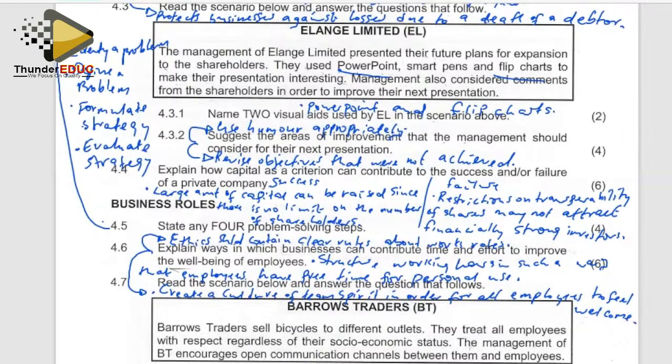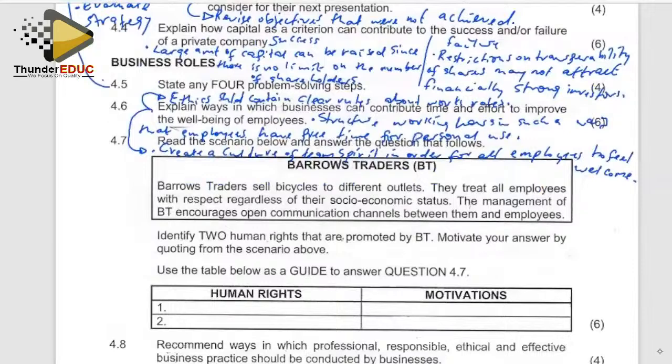Okay, right. So now let's check our 4.7 create tools. 4.7 reads as follows. Barrows traders. Barrows traders sell bicycles to different outlets. They treat all employees with respect, regardless of their socioeconomic status. So the management of BT encourages open communication channels between them and the employees. So now we have sentence 1, sentence 2, and then sentence 3. Identify 2 human rights that are promoted by BT and modify your answer by quoting from the scenario. Okay, right. So now we have S2 and S3.